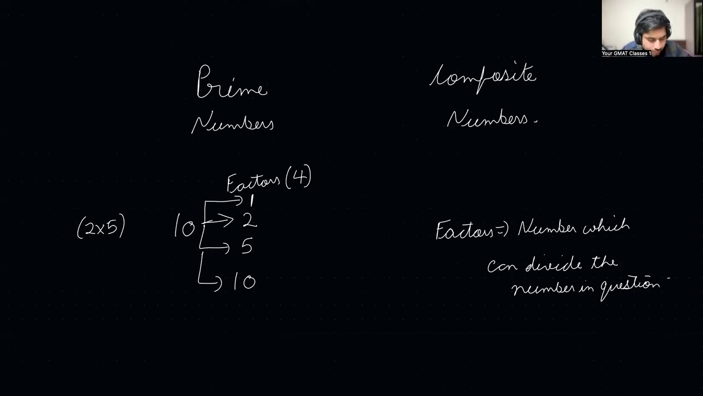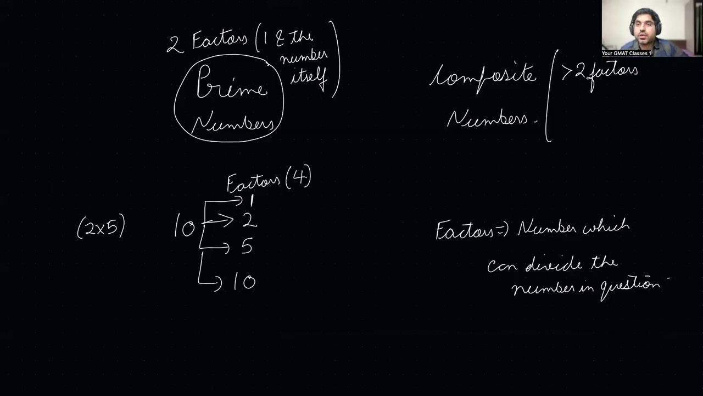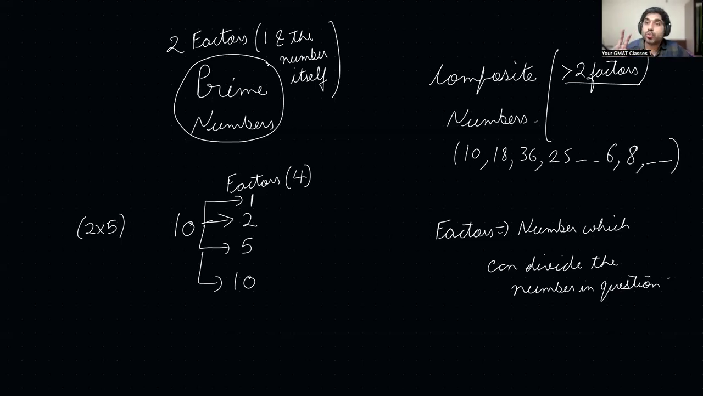Now, prime numbers will only have two factors, which is 1 and the number itself. And composite numbers will have greater than two factors. Like the number 10 that I took, 10, 18, 36, 25, 6, 8. All these numbers are composite because they can be divided by more than two numbers.